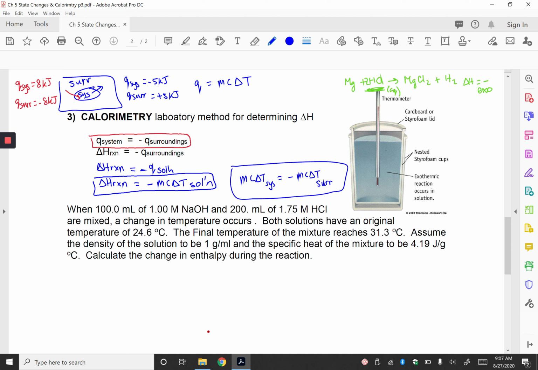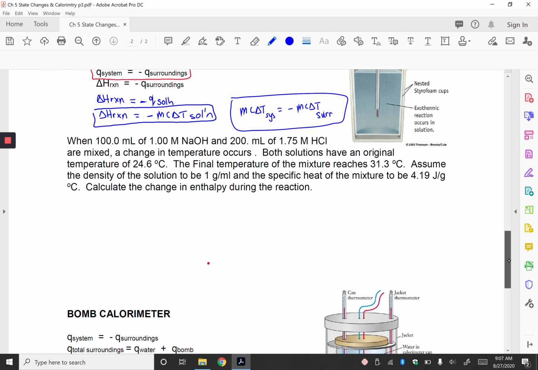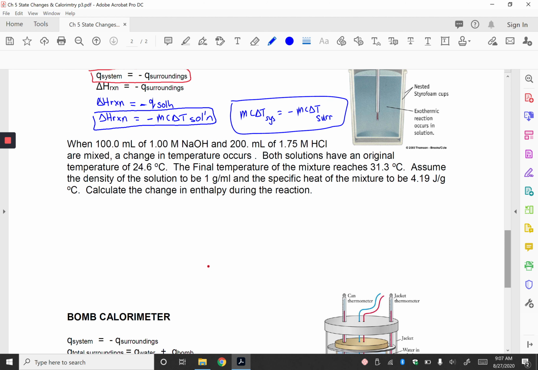Okay, so let's try a problem. It says 100 milliliters of 1 molar NaOH and 200 milliliters of 1.75 molar HCl are mixed. A change in temperature occurs. Both solutions have an original temperature. It's given to us. They also give us the final temperature. It looks like it went up. They give us the density is 1 gram per milliliter, so just like water. Specific heat capacity, they give that to us. It's pretty close to water. And they want us to calculate the change in enthalpy during the reaction.